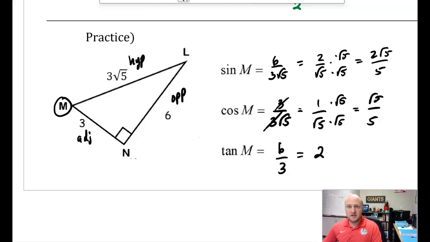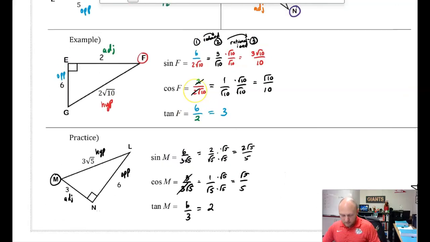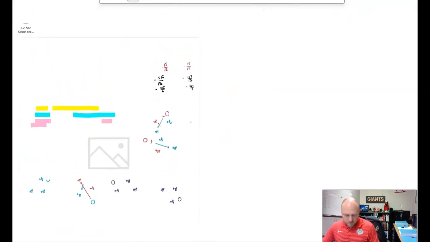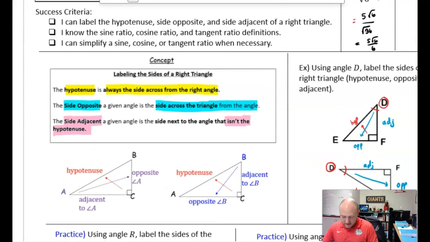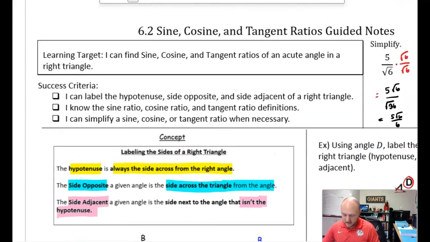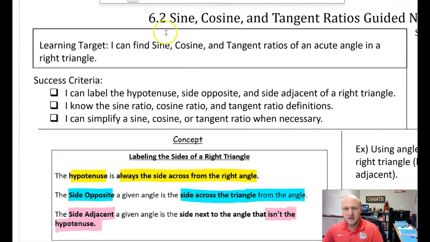Okay, in this video, we talked about how to find trigonometric ratios, sine, cosine, and tangent values of acute angles in a right triangle. Hopefully you were able to do that, and that you were able to label those sides appropriately and then simplify the ratio when necessary.